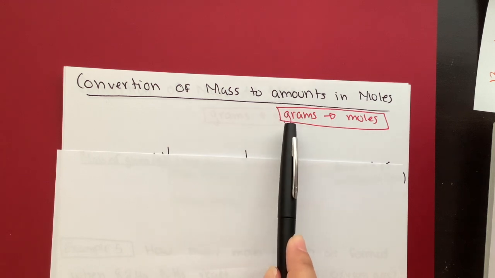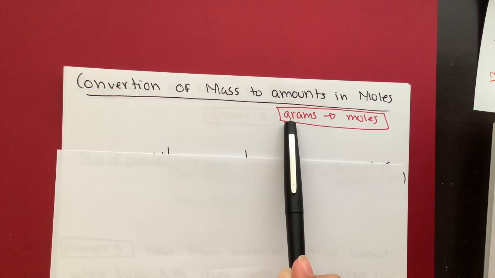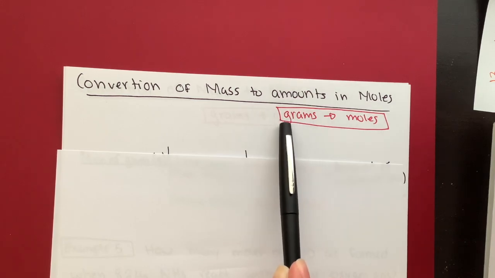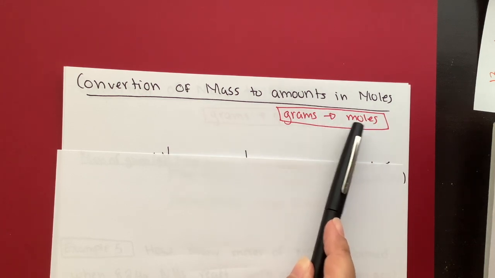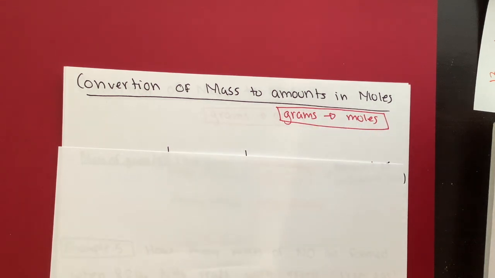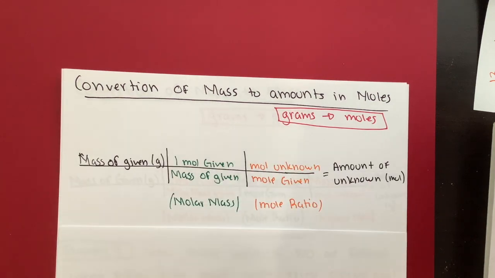So here we're going to go from grams to moles. In the previous problem, we went from moles to grams. Here, the information is going to be given to us in grams of one element, and we're going to have to find out how many moles of another element we're going to have. So the general steps for these types of problems are the following.